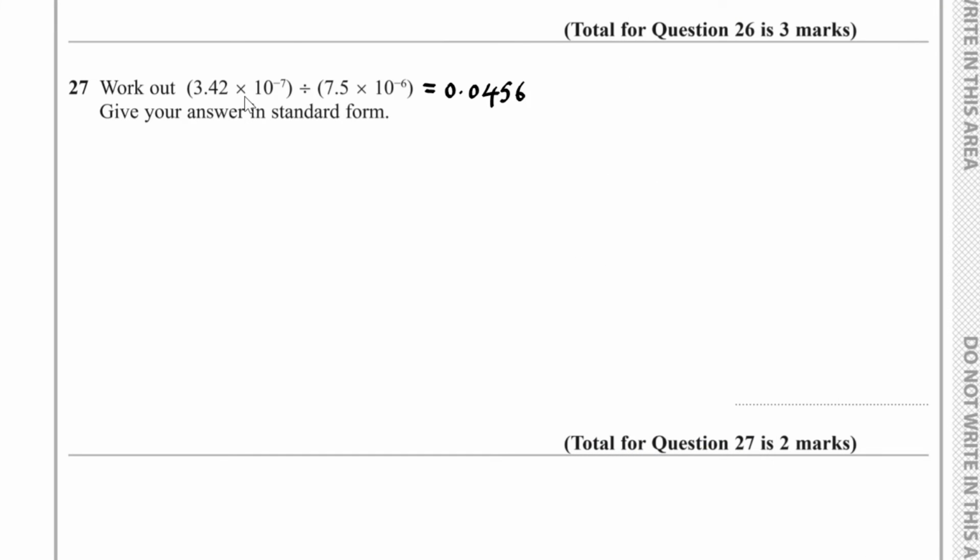And for us to put this in standard form, we need to recognize standard form, that's in the form a times 10 to the power of n, where a is in between 1 and 10. So essentially we need to move the decimal place 2 places to the right. So here we have 4.56 times 10 to the minus 2. We've moved it 2 places to the right.